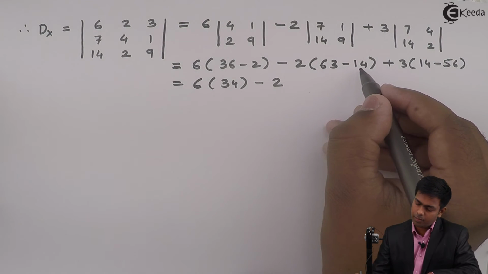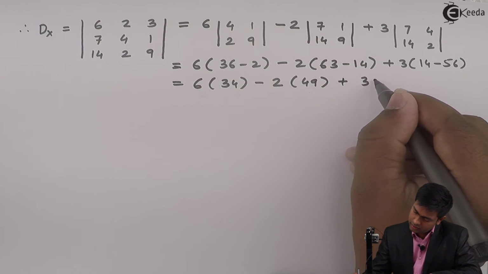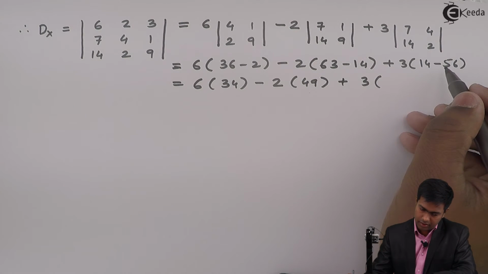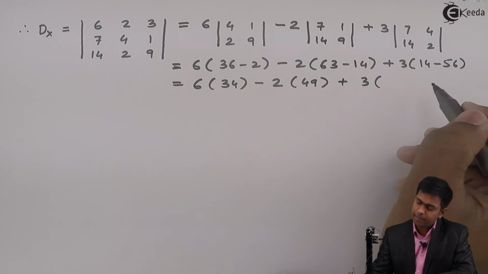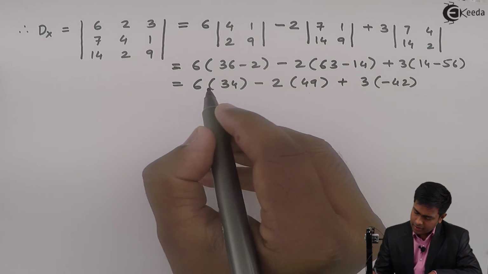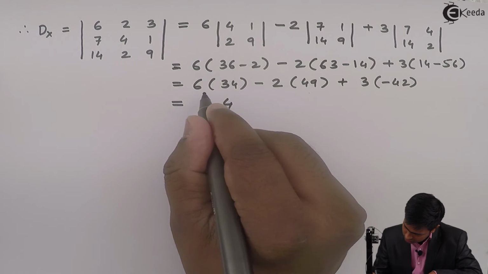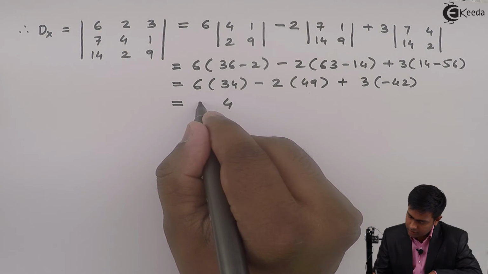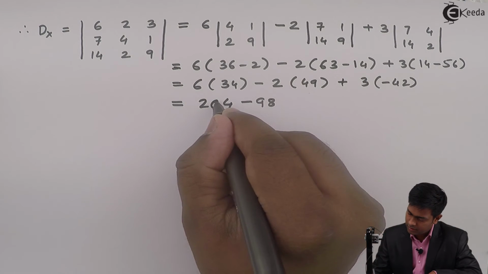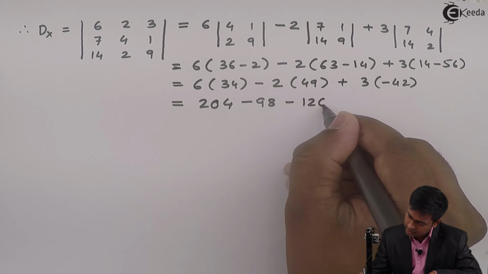Now 63 minus 14, that is 49, plus 3 into, now 14 minus 56, and this will be minus 42. So now by multiplying this 6 with 34, we will get 24, 18 and 2, that is 20. So 204. Here we will get 98, and here we will get minus of 126.